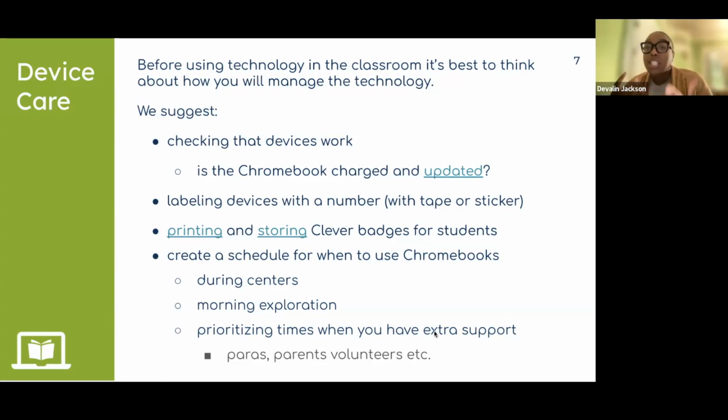After that, labeling the devices with a number. You can use painter's tape, even masking tape, and just put a number on each so you know, oh, this student has device number 1, or this student has device number 2. That way you can keep track of when students are using them and when they're put back, that you have the same number that you started with.